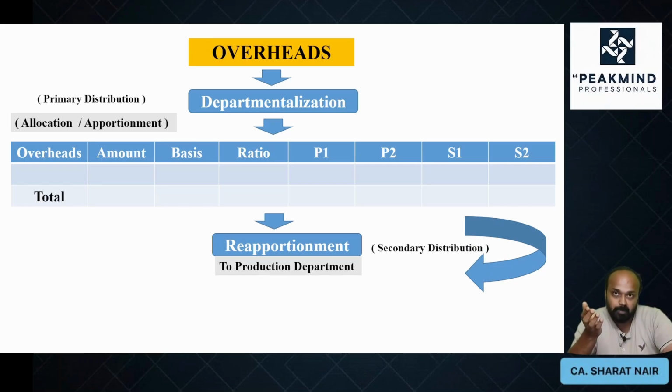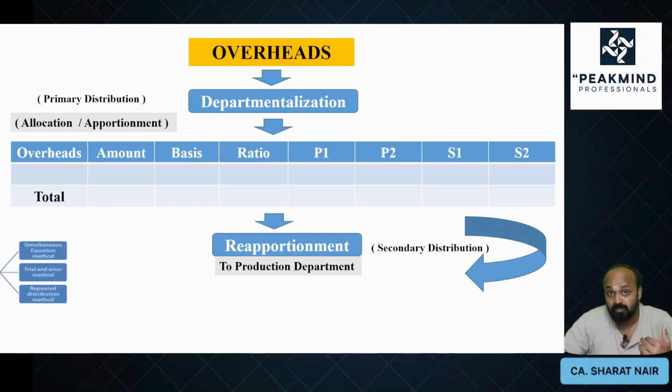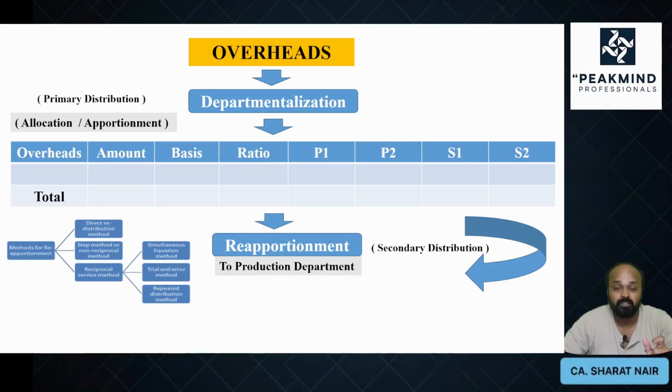Once the service department cost also gets into the production departments, what will happen? All the costs are with the production departments. Now, whenever the production department produces the output, they have the total cost, then the profit margin will be added, and it can be sold in the market. All the costs will be charged to the product. There are various methods through which the service department cost is reapportioned to the production departments. The methods are listed here. I won't be explaining these methods now because we will be discussing them through problems in the upcoming videos.